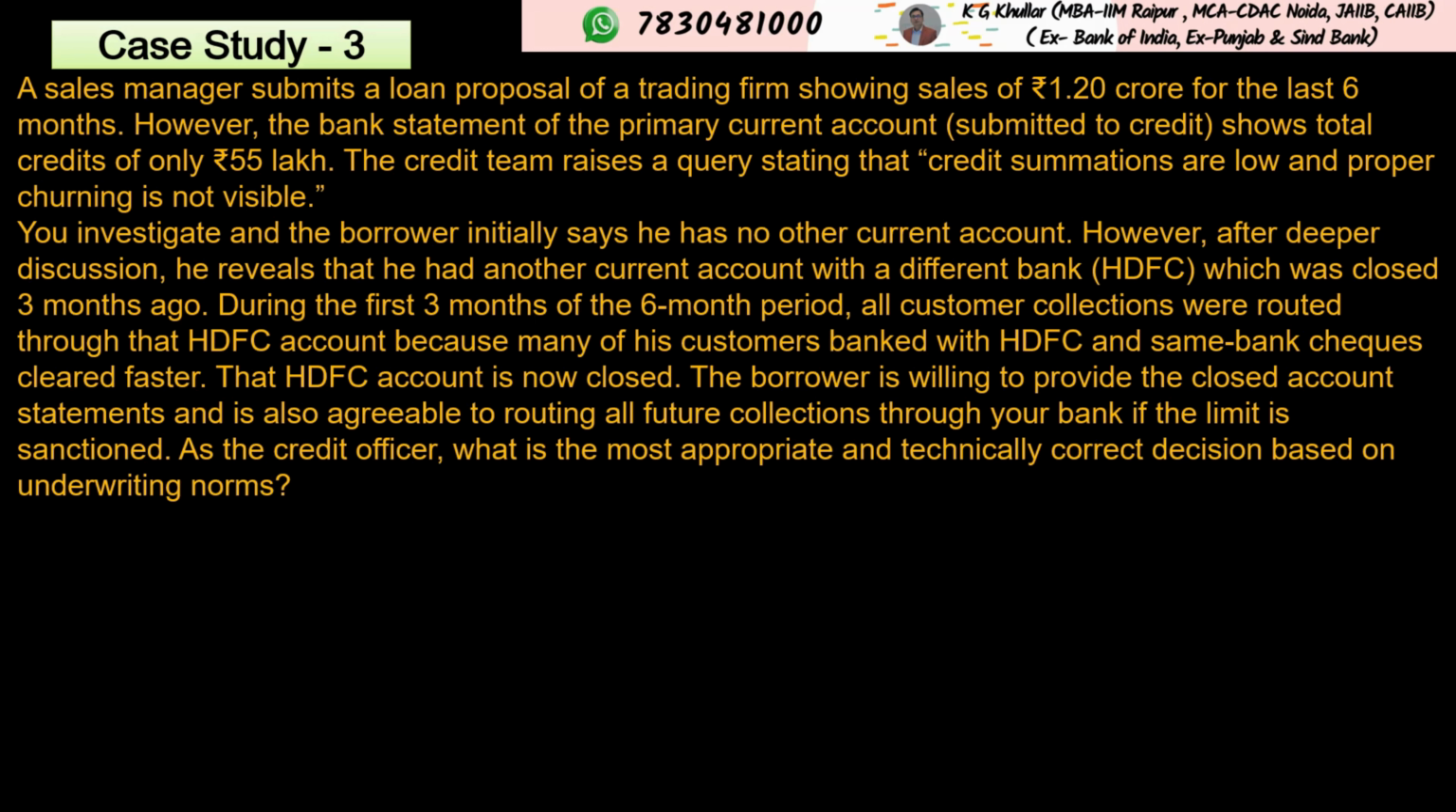However, the bank statement of the primary current account shows total credits of only rupees 55 lakhs. The credit team raises a query stating that credit submissions are low and proper churning is not visible. You investigate and the borrower initially says that he has no other current account.